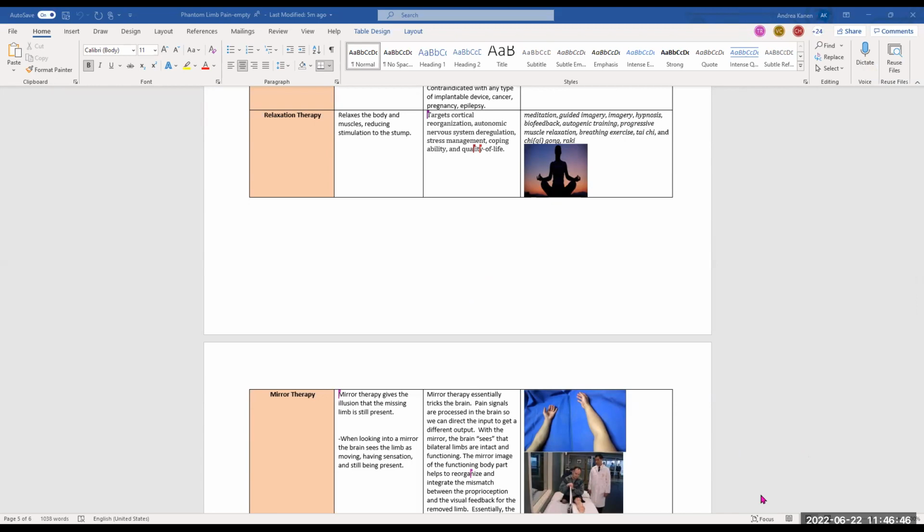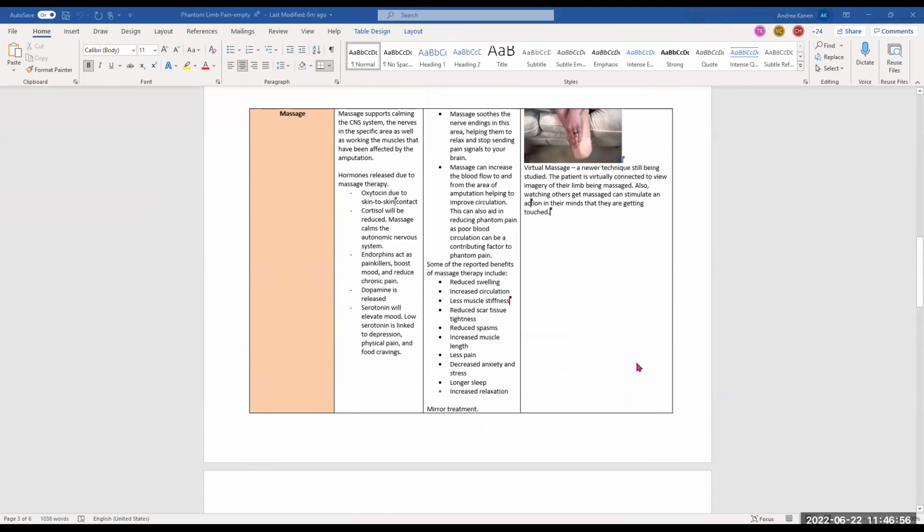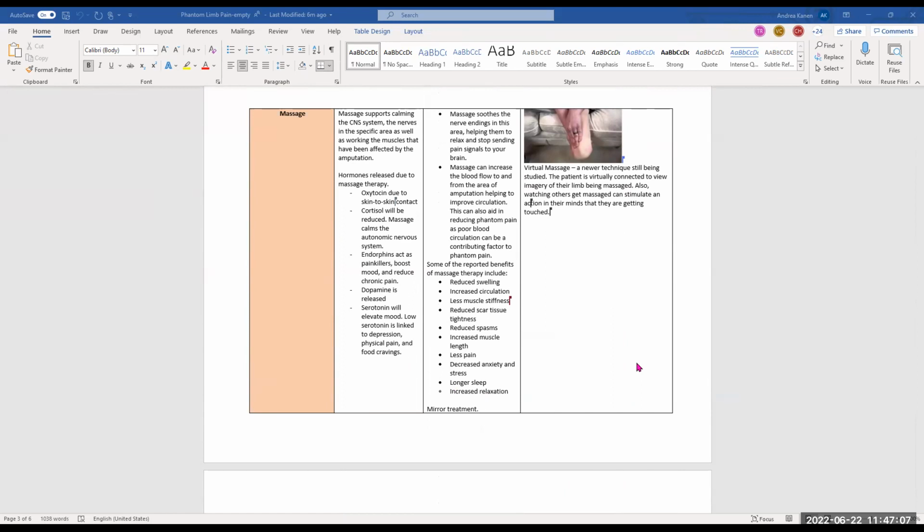My group had massage. So massage supports phantom pain by calming the central nervous system, the nerves in the specific area, as well as working the muscles that have been affected by the amputation specifically. I am actually a medical-based massage therapist, and I have worked on amputees with phantom pain. So that's cool. I was pumped when I got put in this group.